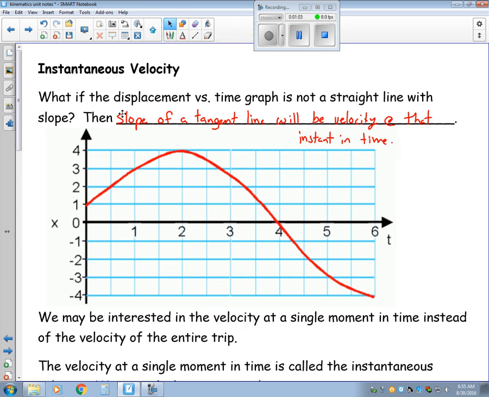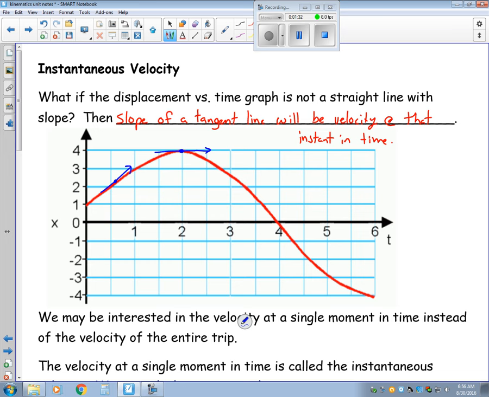Looking at this curve, we can see that there are several different tangent lines we could draw. I could have one right here. Notice that this is a positive slope, so we have a positive velocity at this instant in time. Up here at the very top, the slope would be 0. So there, the velocity would be 0. At that moment in time, the object has stopped moving.